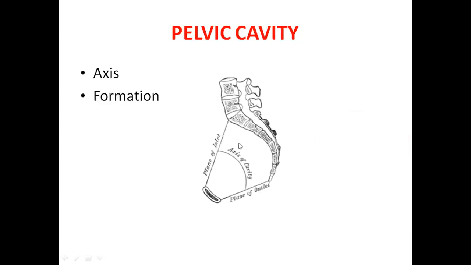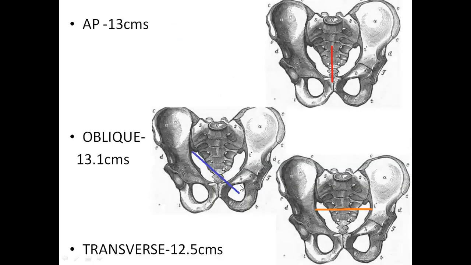So this is the pelvic cavity. This is the axis of the cavity, and we see the lumbar vertebrae, sacrum, and coccyx. This plane is the pubic symphysis. If you pass a plane from the sacral promontory to the upper part of the pubic symphysis, that is the plane of the pelvic inlet, and this is the cavity. And from the lower border of the pubic symphysis to the tip of the coccyx, the plane is the plane of the outlet. So now let us see what the various dimensions are.